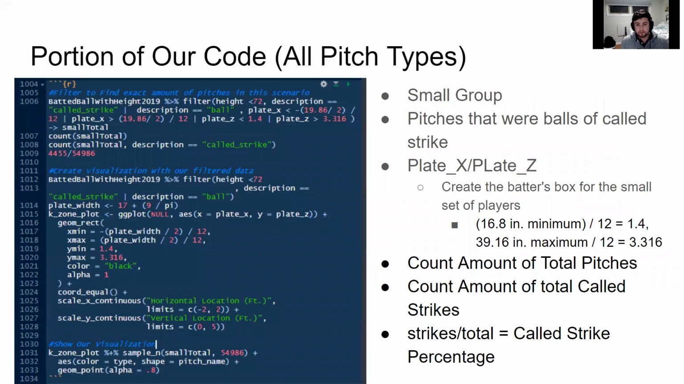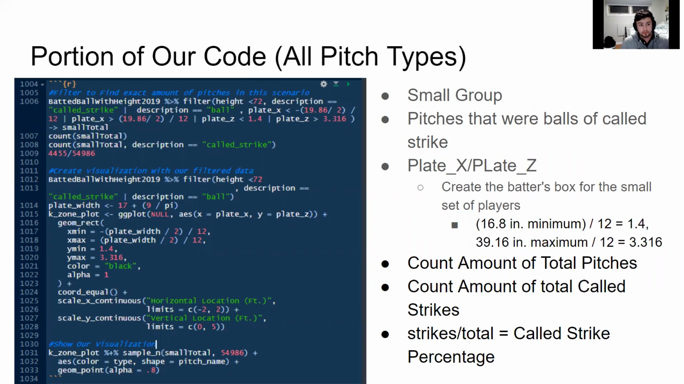So here's a portion of our code. This is for all the pitch types. As you can see in the first line, on line 1006, we see the name of our created data set that was joined by player name, and it's filtered by height less than 72 inches. Therefore, that's a small group.